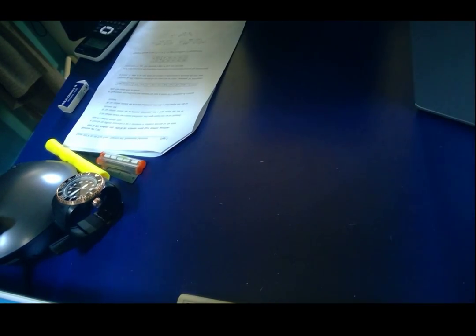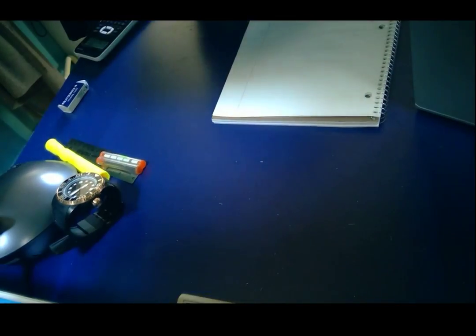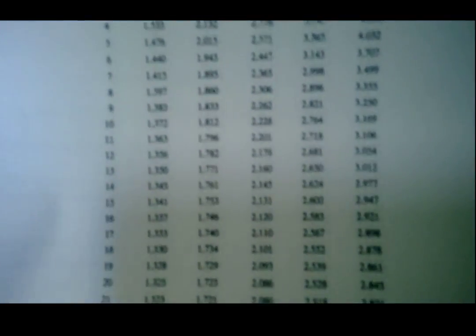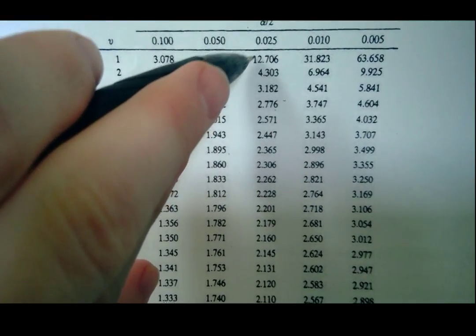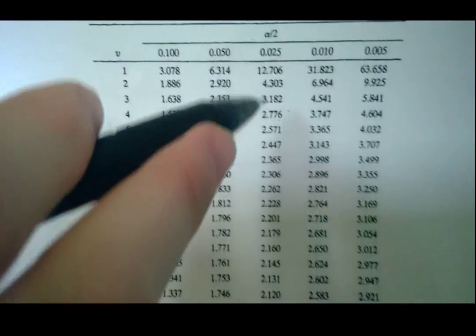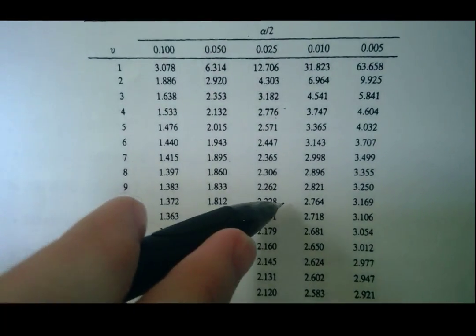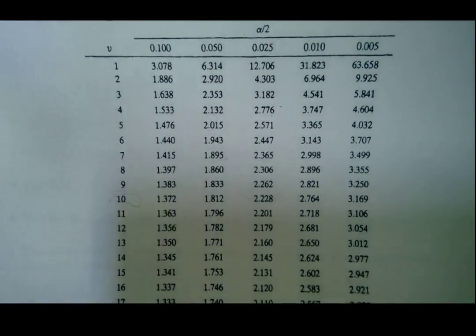Right. Now that we've obtained this, we can actually go look on our t-distribution. We know we have 10 degrees of freedom. We want a 95% interval. So we're going to take the middle one, because 0.025 times 2 is 0.05. So we'll take the middle one, and that corresponds to 2.228.